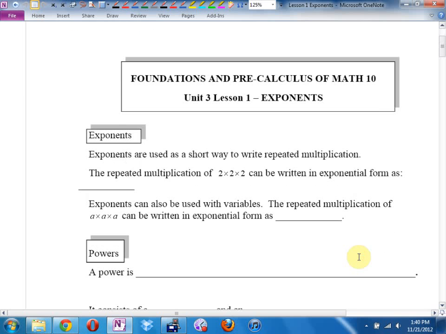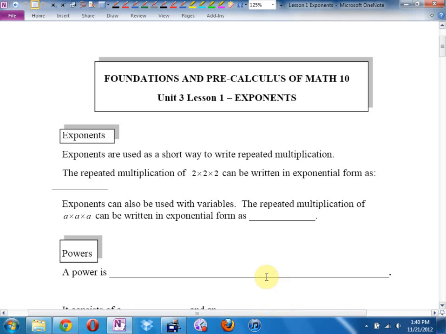Lesson 1, exponents. You know what exponents are? All they are is a shortcut. They are a short way to write repeated multiplication. So, for example, instead of writing 2 times 2 times 2, what's a shorter way to write that? 2 to the third power. Don't you dare say 2, 3.